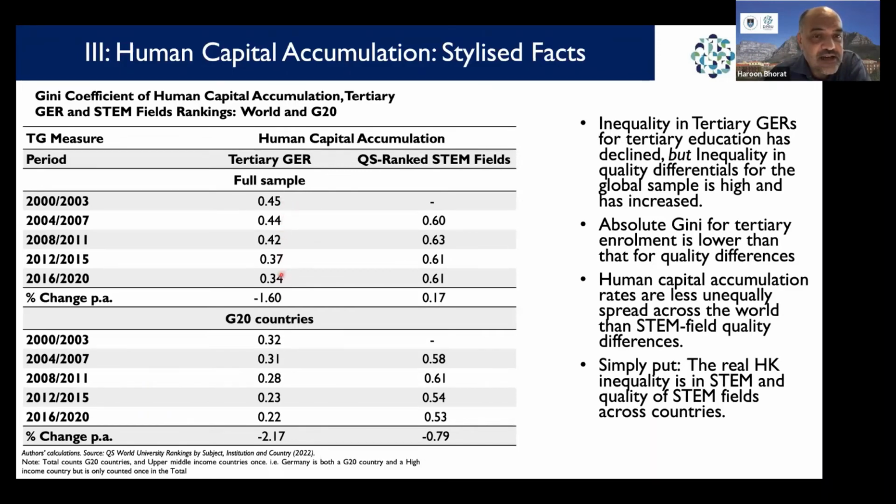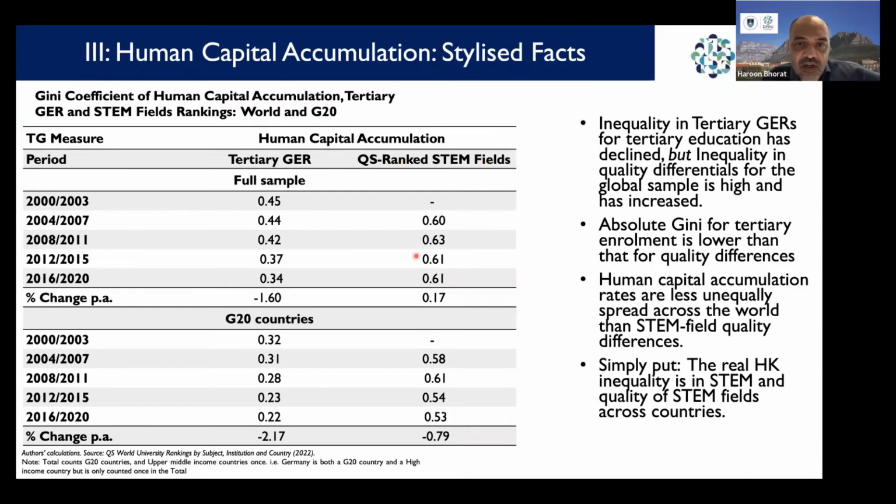So the Gini has actually come down, which means that there is, on average in the global sample, a decline in tertiary gross enrollment inequality. However, no change in quality differences, 0.60 to 0.61. So many of the global discussions we've had with the World Bank and others say the focus on higher education should be less, just in weighting terms, on quantity and more on quality. The Gini, it looks like South Africa's income inequality Gini, right? It's a massive Gini in terms of inequality of quality of education, right? Because it's QS ranked and STEM fields.